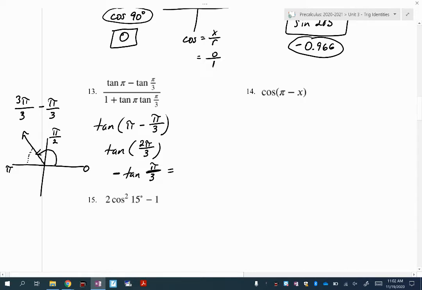All right, now pi over 3 in degrees is 60 degrees, and the tangent of 60 degrees is the square root of 3, and I need to make it negative. So there's the answer, or you can just leave it like that. Okay, let's do 14.